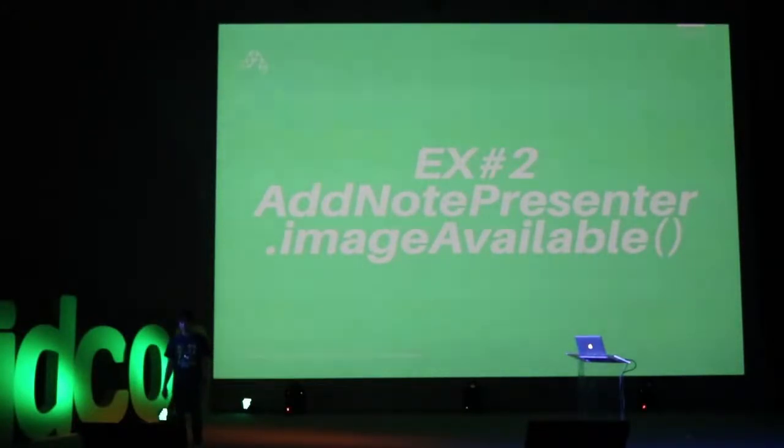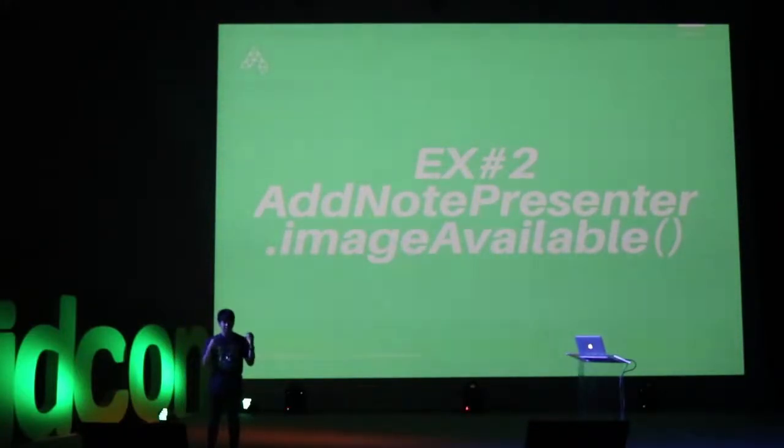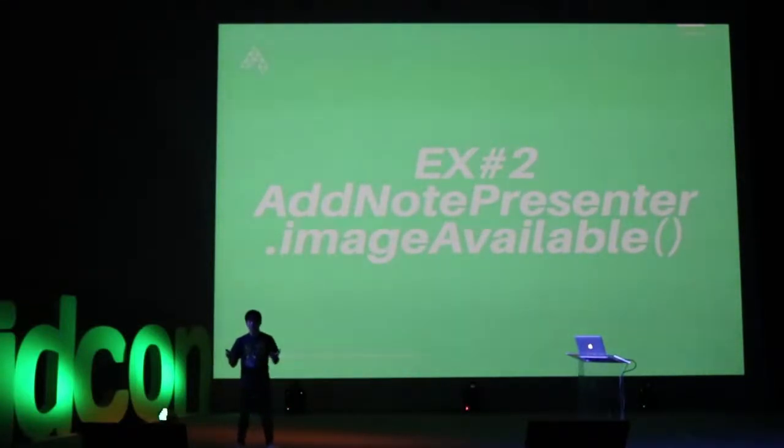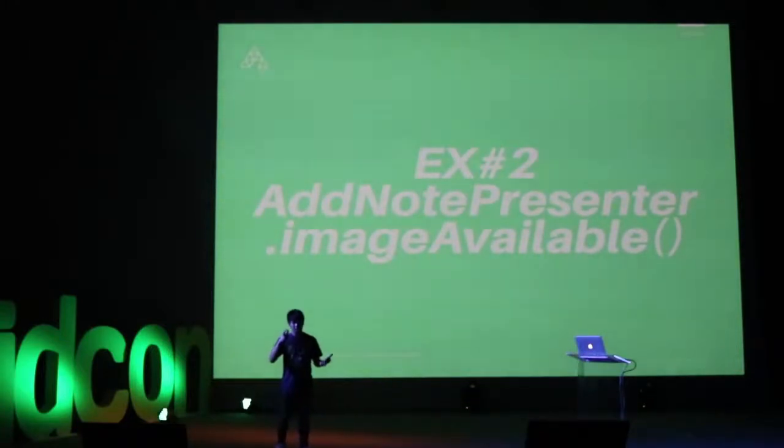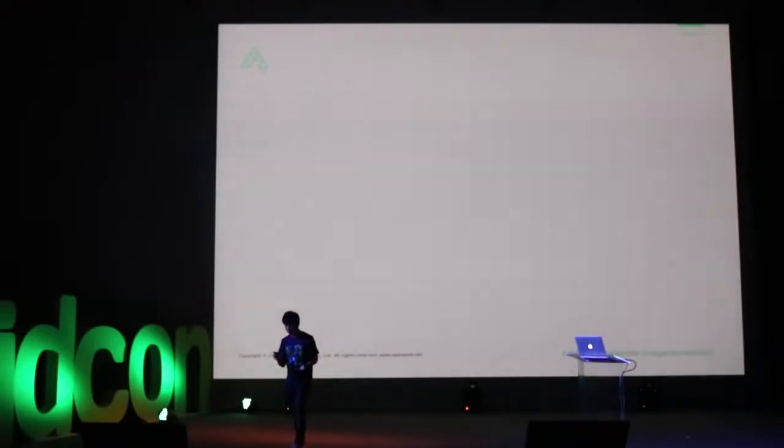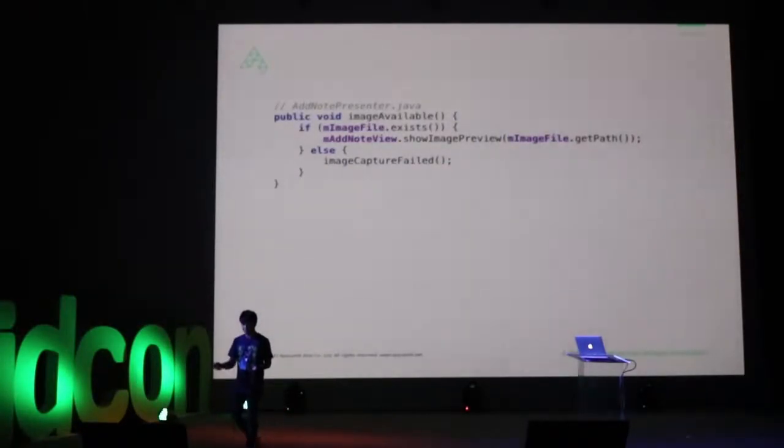Now, to the next one. Add node presenter.image available. Well, this is when you're adding your node, and you can also add a picture, right? Basically, the view will tell the presenter that okay, the user has chosen the image, and your image is ready. So here's the image available. The presenter is going to ask the image if it exists. If it does, then show the preview.